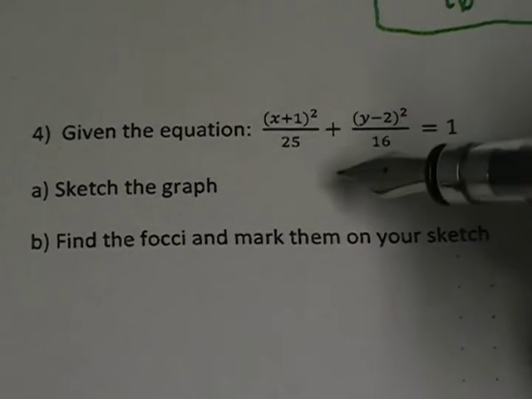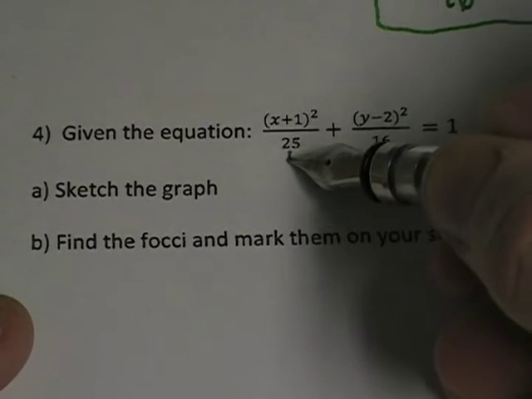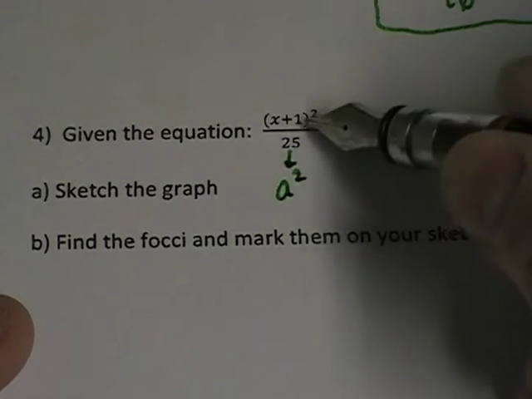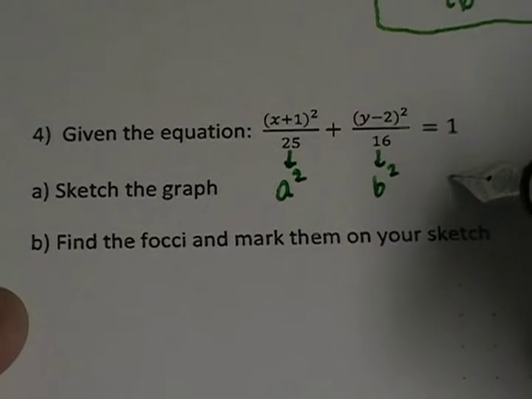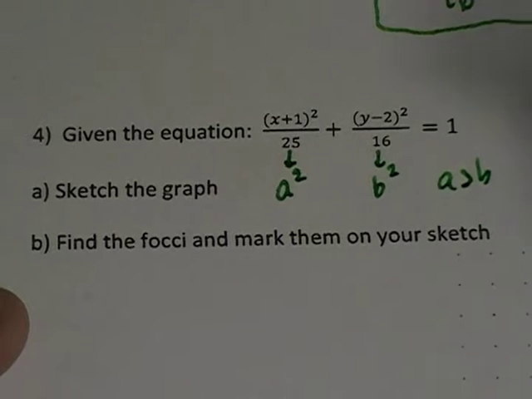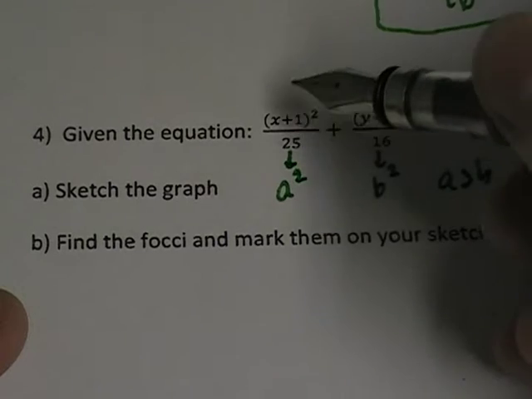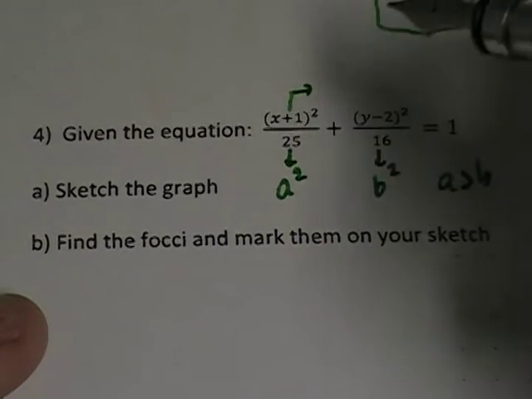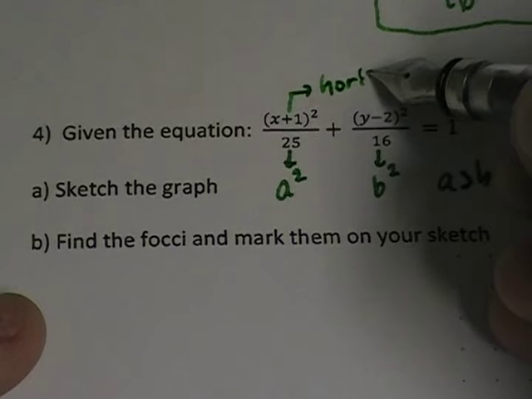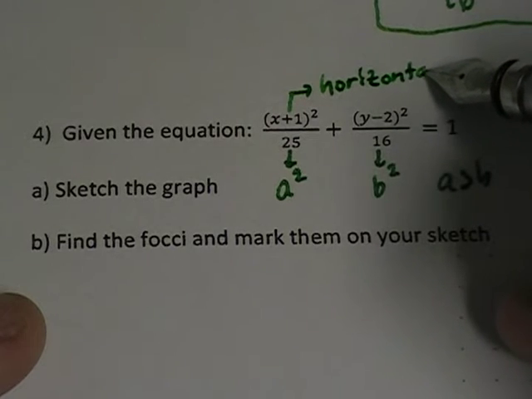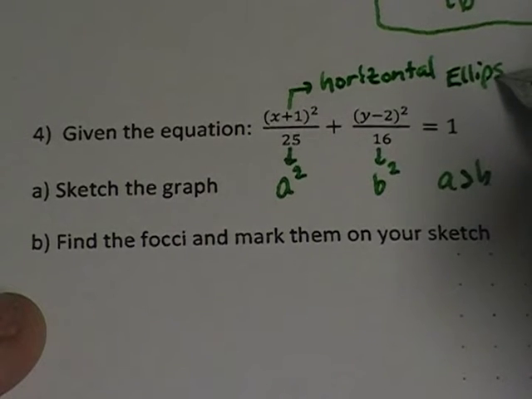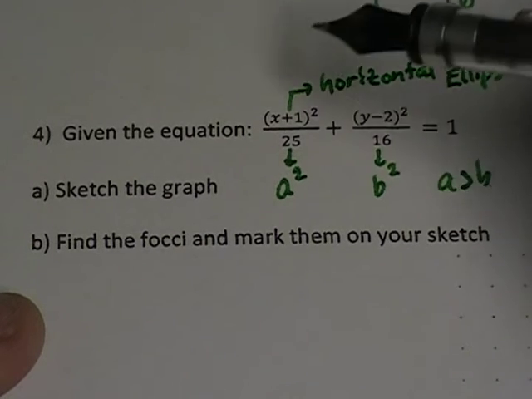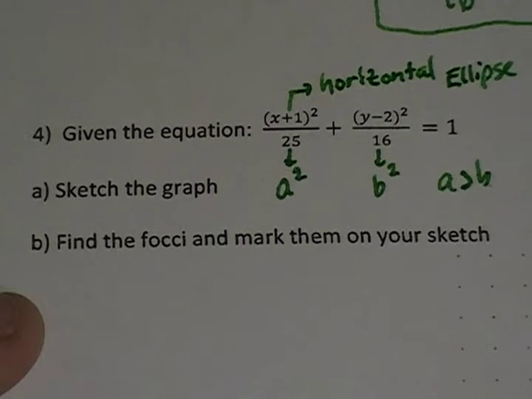Okay, so I'm going to go ahead and sketch this graph, and I want to show you how we do this. So we know this term here is a squared because it's the larger of the terms, and this is b squared because we know a has to be greater than b. So the bigger number is always a. That means the major axis is horizontal. This is a horizontal ellipse because the major axis is in the horizontal direction.